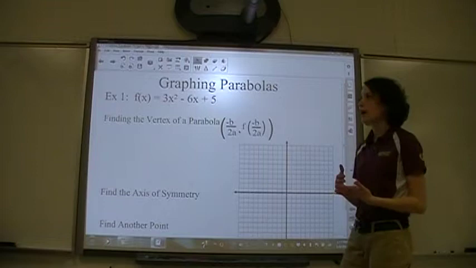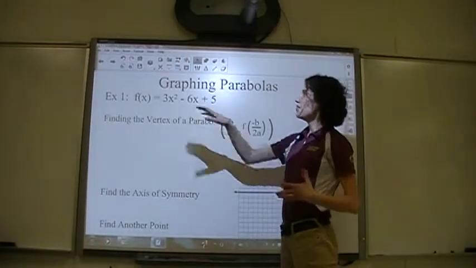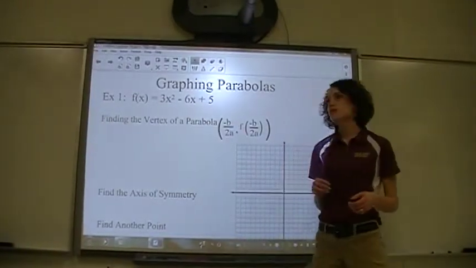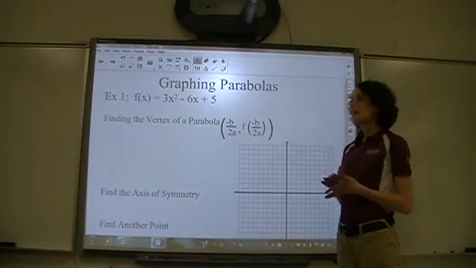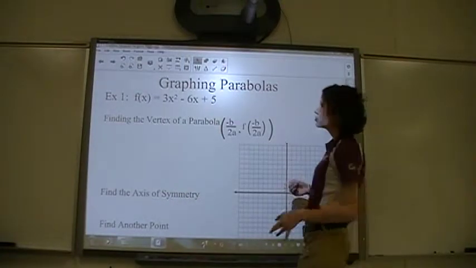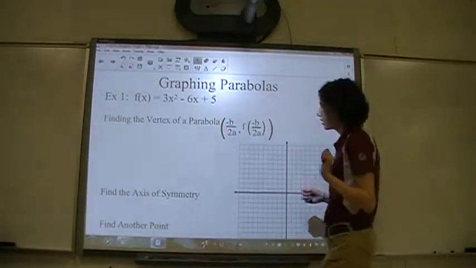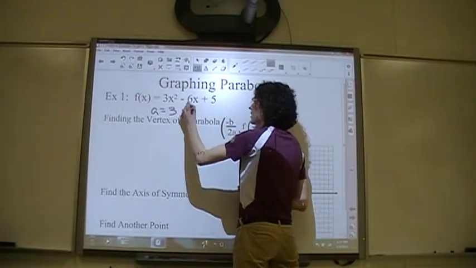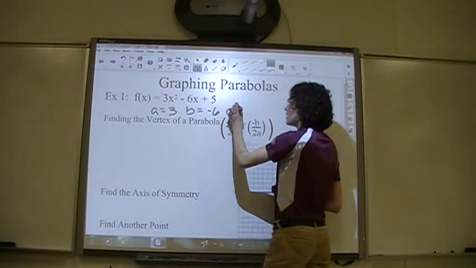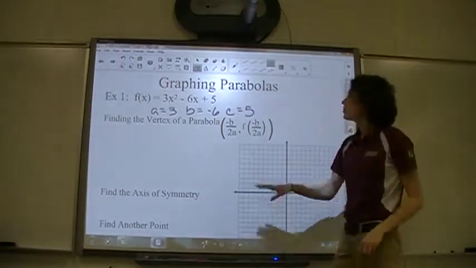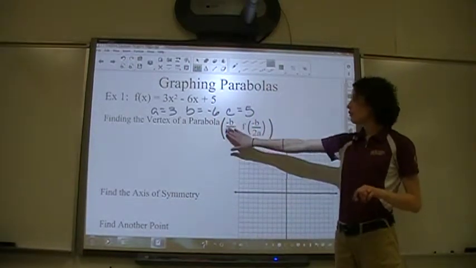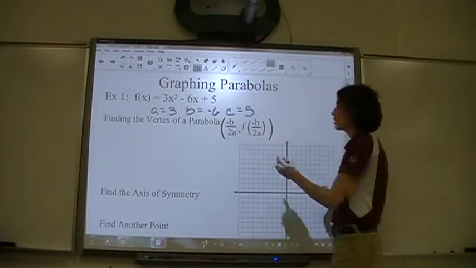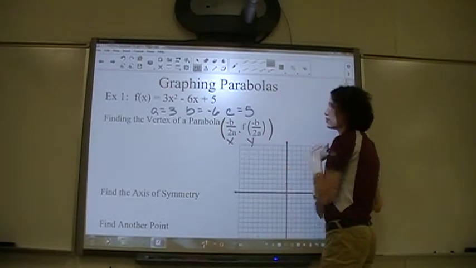Now let's go ahead and graph one. Let's say we have f of x equals 3x squared minus 6x plus 5. You want to find the vertex of that parabola and make sure you have it in your a, b, and c. Okay, so our a is 3, our b is negative 6, and our c is 5. Your vertex is going to be these 2 points, where here's your x and here's your y.